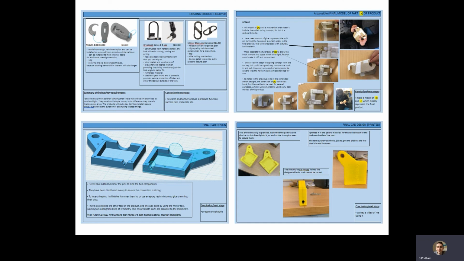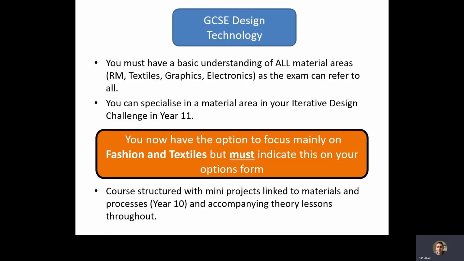Typically, this is what that looks like. So this is an example from a year or two ago where a student has identified a problem around tent security at festivals, and they've worked through the process of looking at existing products, coming up with their own ideas, getting lots of feedback, and ultimately producing a 3D printed plastic locking device for the doors on their tent. So that was a nice example of what that looked like.